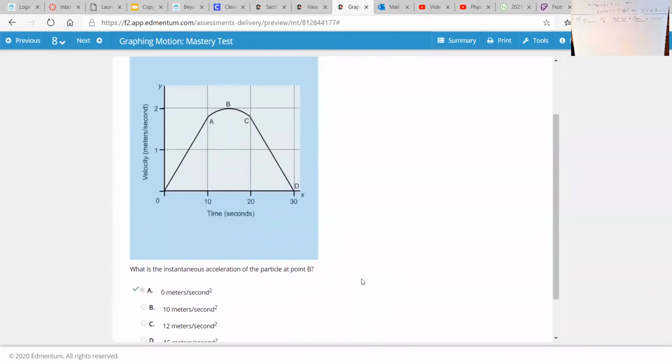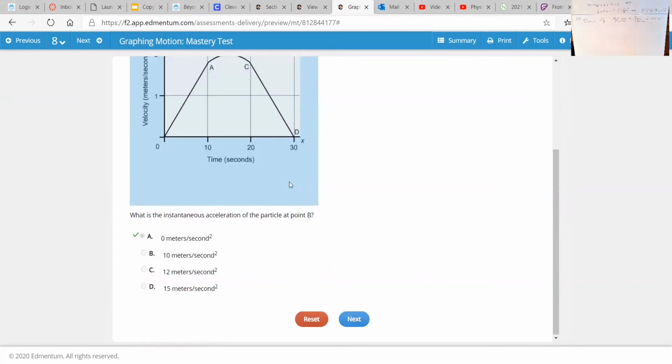What was the instantaneous acceleration of the particle at point B? Well, it's actually zero. At that very top point, the slope is zero because it's changing direction. So the acceleration would be zero. The slope is zero right at that top point.